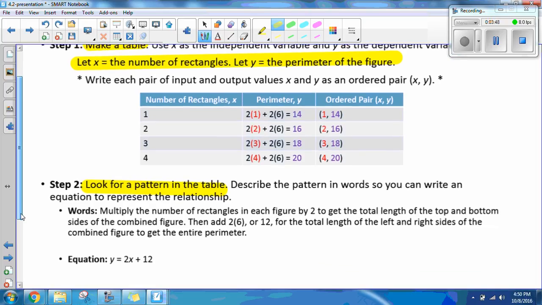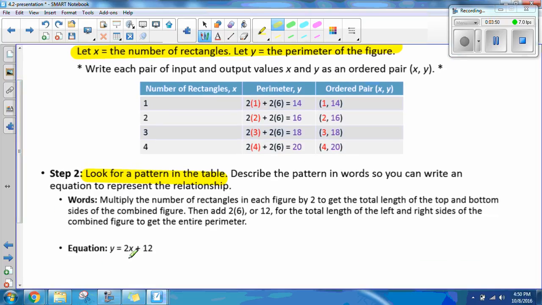We can create our equation. y equals 2x plus 12. y is our dependent variable, which is the perimeter, and that depends on x, which is how many rectangles we have. So that is the independent variable.